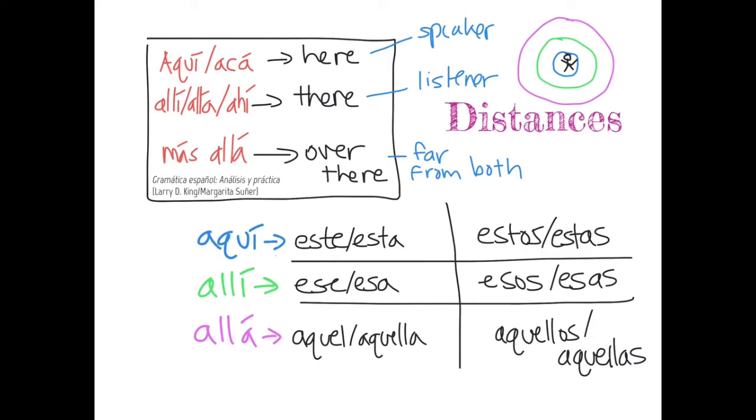Other terms I keep in mind too, as far as distances go, would be prepositional phrases you've seen. For example, like next to, al lado de, would be super close, so it would be speaker level, versus nearby, cerca de, would be a little bit further, and then lejos de, far away. So you might see those terms too in regards to distance to give you clues on which demonstrative to use.